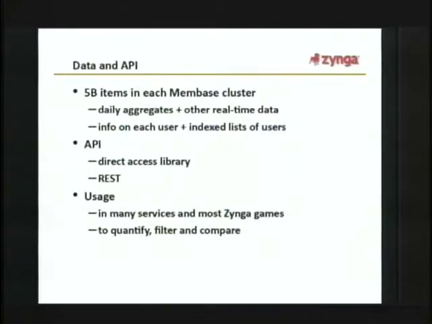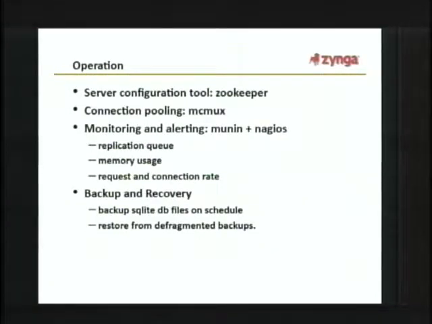So operation-wise, we use Zookeeper to configure the cluster, and MCMax, which is a connection pooling layer on top of that, to manage connection caching. And we also use Moon and Nagios for alerting if the systems are not running fine. One of the things we need to watch out for, which is one of the parts that Membase still needs to improve, is the replication. We have different data centers. We want to make sure the data are in sync, so we need to alert whether they're out of sync. And we have checks in place to monitor if replication is happening successfully.